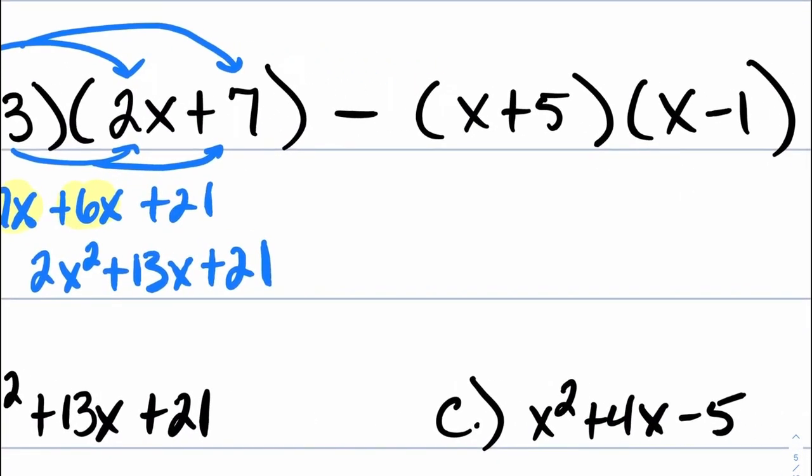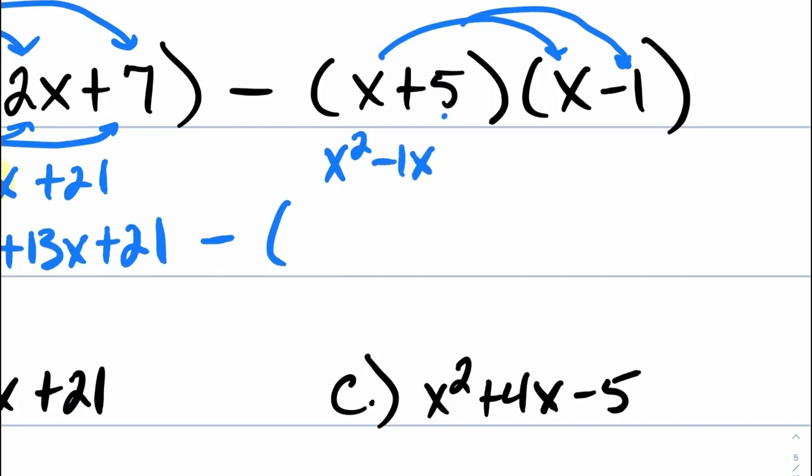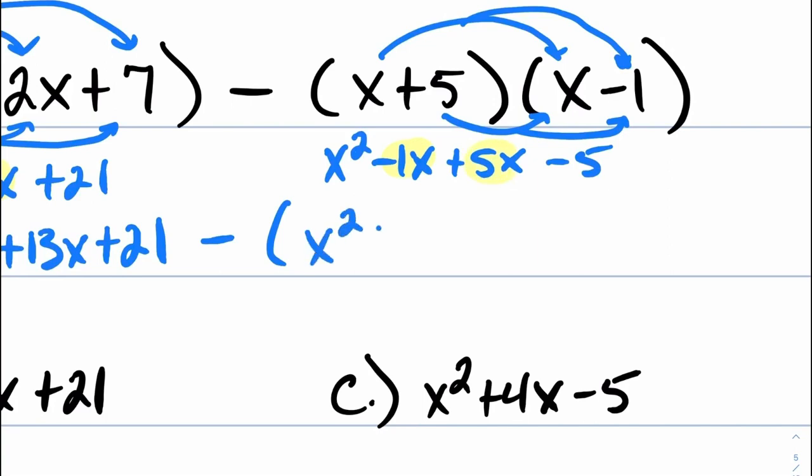We know that we're going to be subtracting our polynomials, and let's simplify this right one. X times x is x to the second power, which I'm going to write up here. X times negative 1 is negative 1x. 5 times x is 5x. And 5 times negative 1 is a negative 5. I'll come back and combine my like terms now to get x squared plus 4x minus 5.